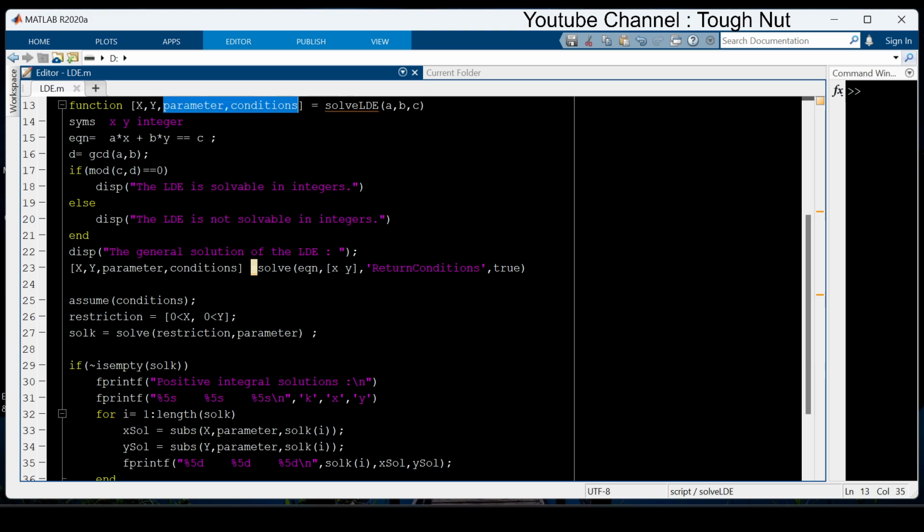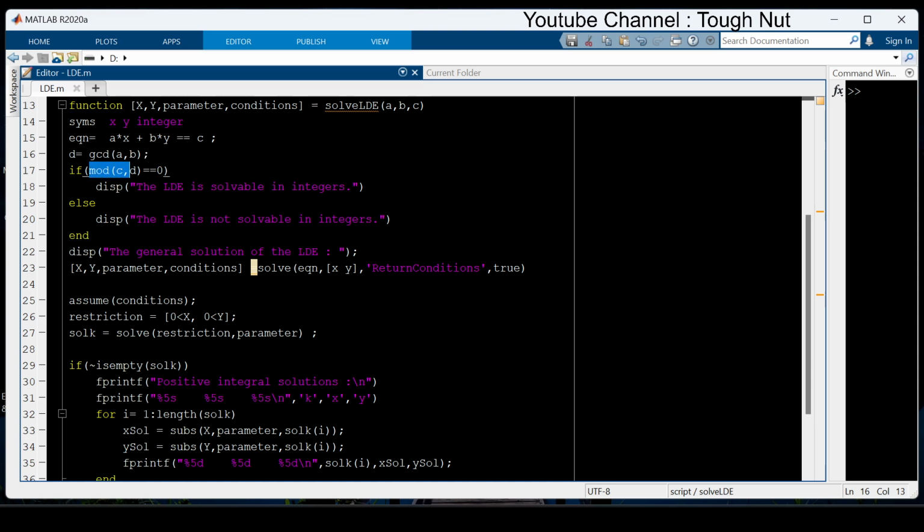Since we are solving an equation, we first use the syms function to create symbolic variables x and y and set the assumption that they are integers. Then we define the LDE as a symbolic equation called eqn. Next, we use MATLAB's built-in gcd function to find the greatest common divisor of the x coefficient a and the y coefficient b, storing it in a variable named d.